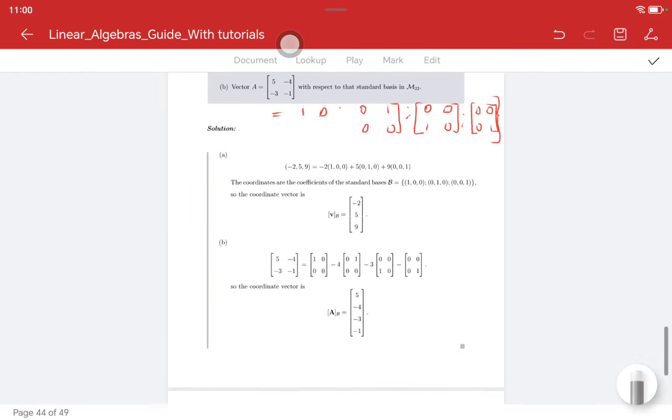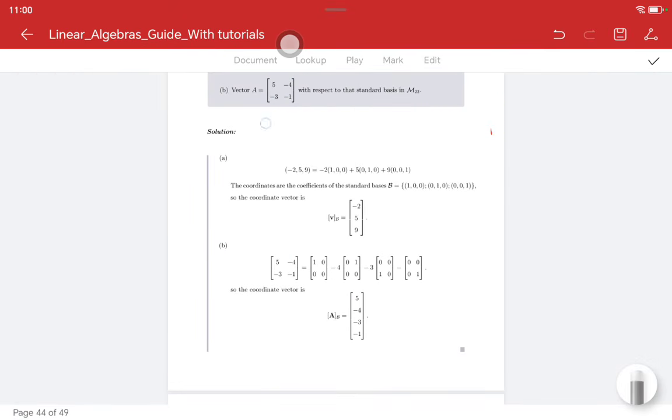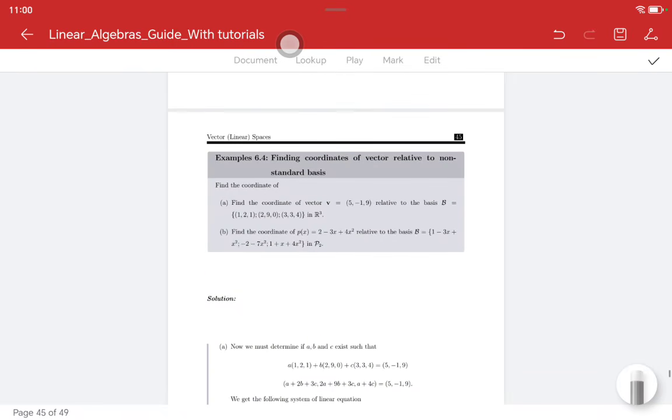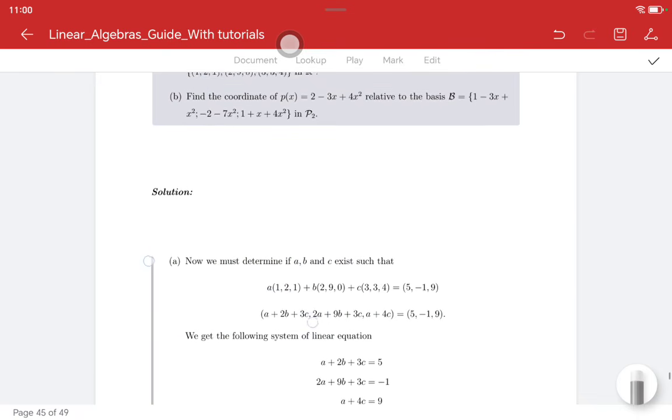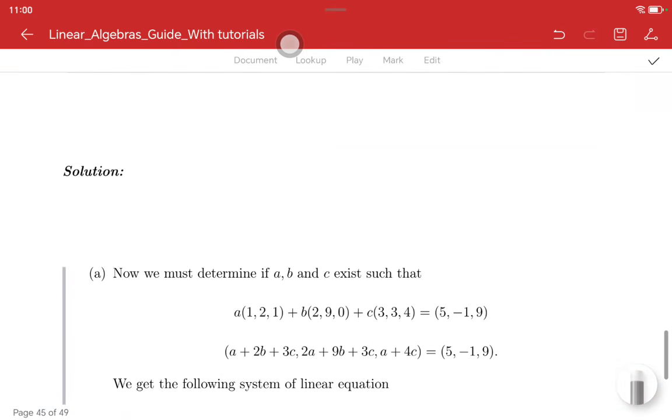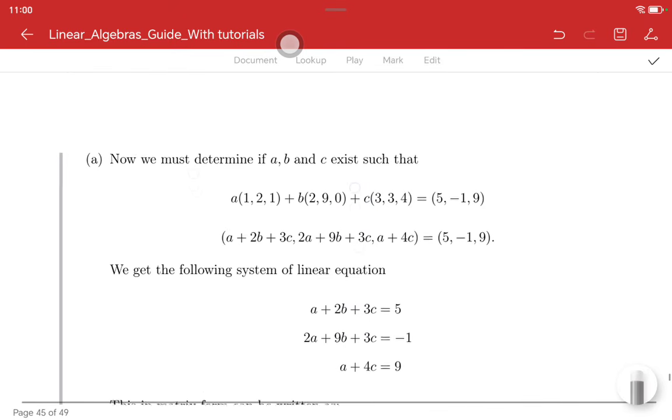And then, let's see what else we can look at. They say finding the coordinates of a vector relative to non-standard bases. These ones are not standard bases. They say this is relative. We are going to write this as a linear combination of scalars. You can put x, y, z, then you equate to this. Or you say A, B, C. They choose A, B, C. Now you start solving for these scalars. After getting them, let's see what they got for their scalars.